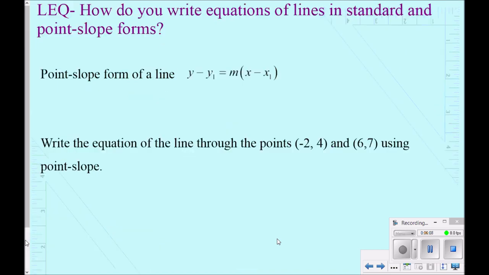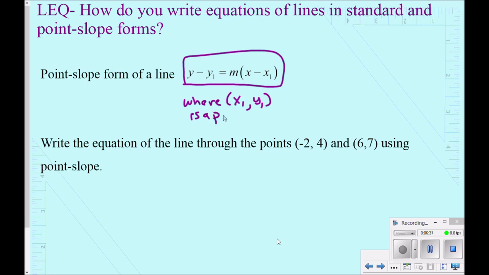So the other thing I want to talk about is point slope form, which you learned in Algebra 1. This should be review. Point slope form looks like this: y minus y1 equals m times the quantity x minus x1. And of course, that's where x1 comma y1 is a point on the line.